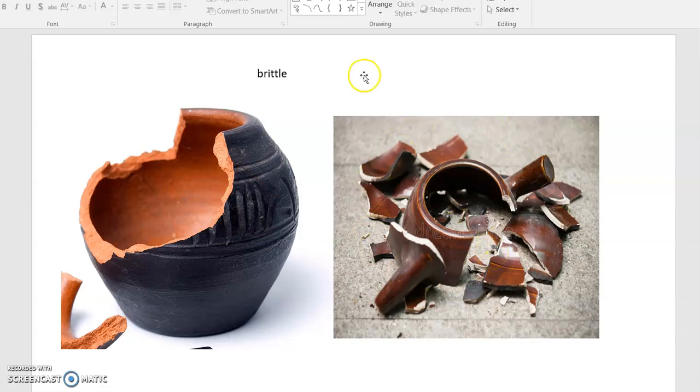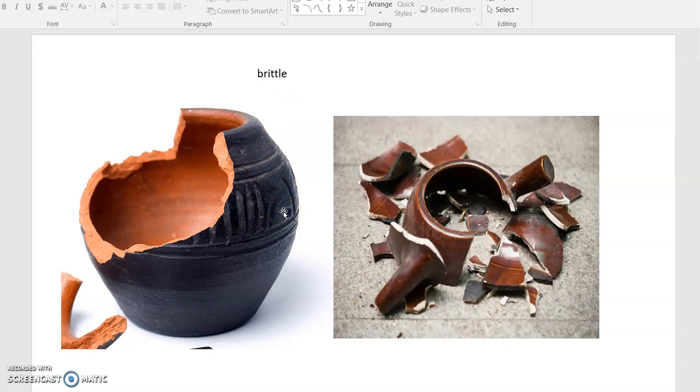So, if our non-metal is brittle, then it means it is not ductile. Do you remember what ductile means? Yes. Last time when we were talking about the properties of metals, we said that metals were ductile. And ductile means that it can be drawn into wire. This material cannot be drawn into wire. It's too brittle, so it cannot be drawn into wire.